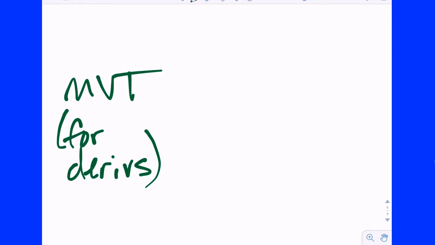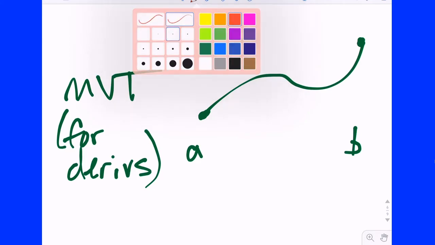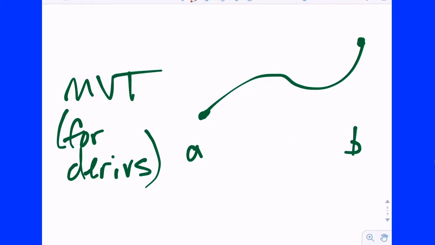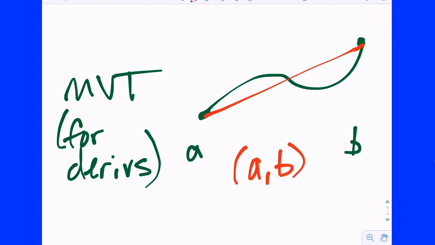So remember, what was the if part of the MVT? Continuous on a closed interval, differentiable on an open. Let's draw an example that looks like that. Here's A and here's B. Continuous on the closed and differentiable on the open, so no cusp or vertical tangent. Then there has to be an x value strictly on the open interval from A to B where the slope of the secant line, which you could draw like that, is equal to the slope of the tangent line.